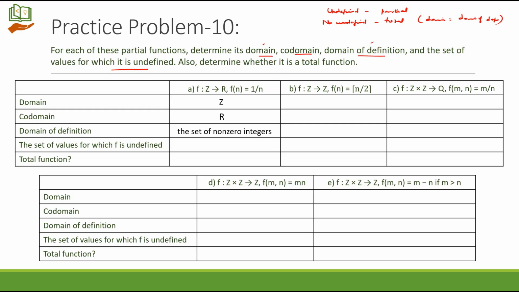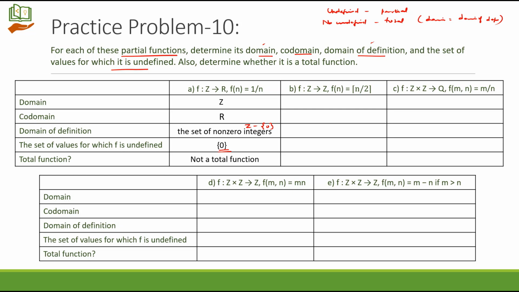So for what values is f undefined? It is not defined for the element 0. So this can also be taken as Z minus 0 here. You can also represent it in this way. Once you have some undefined value here, is this a total function? No, it's a partial function. Whenever we say not a total function, that comes under partial function.